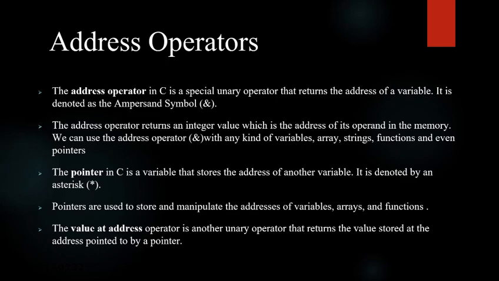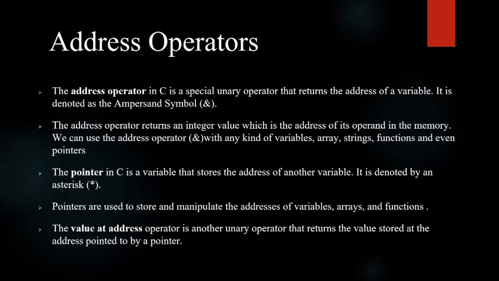Address operation is used especially in the C language and returns the address of a variable, and it is denoted by the symbol of ampersand. The address operation returns an integer value, which is the address of the operand in the memory. We can use the address operation with kinds of variables like arrays, strings, and functions. We can even use it with pointers.